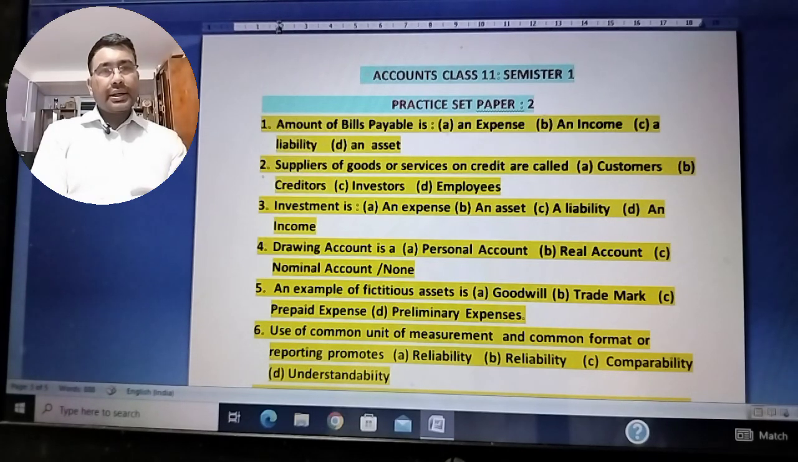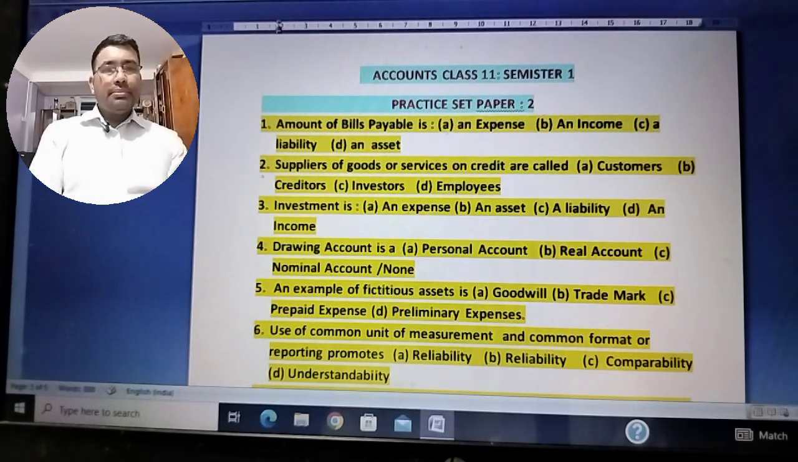This is my second episode, practice set paper 2 relating to accountancy class 11 semester 1. As I discussed earlier, from this year, West Bengal Council of Higher Secondary Education is having a semester based exam, which is going to start from 13th September 2024.